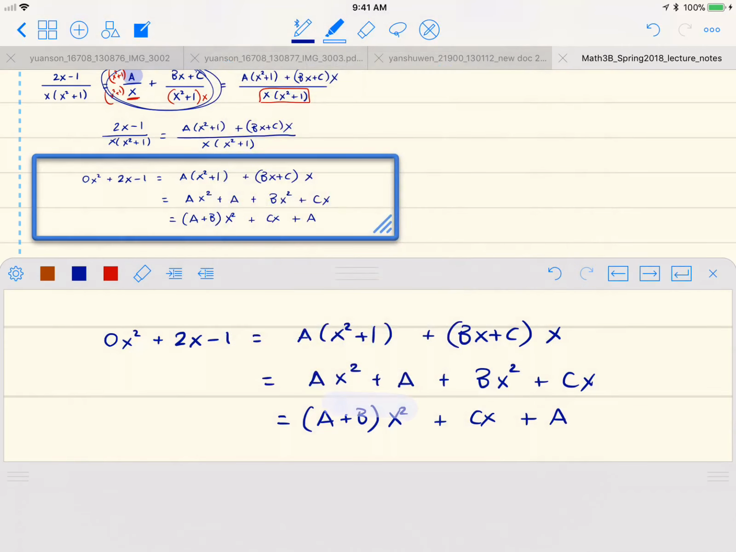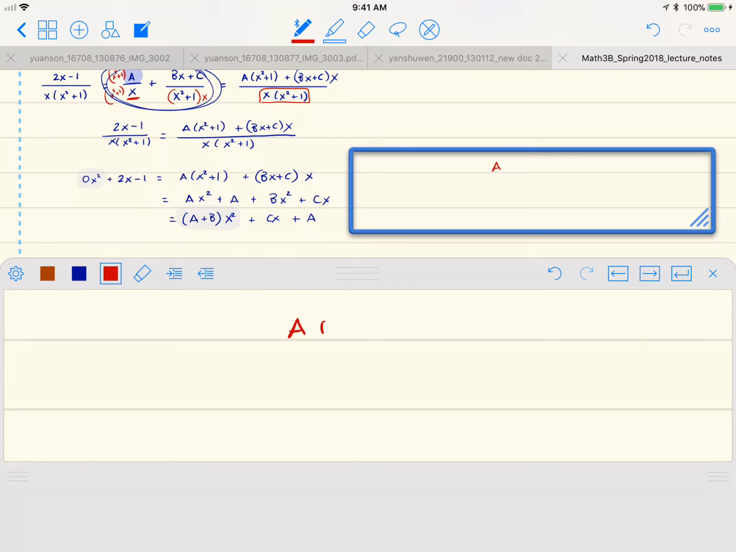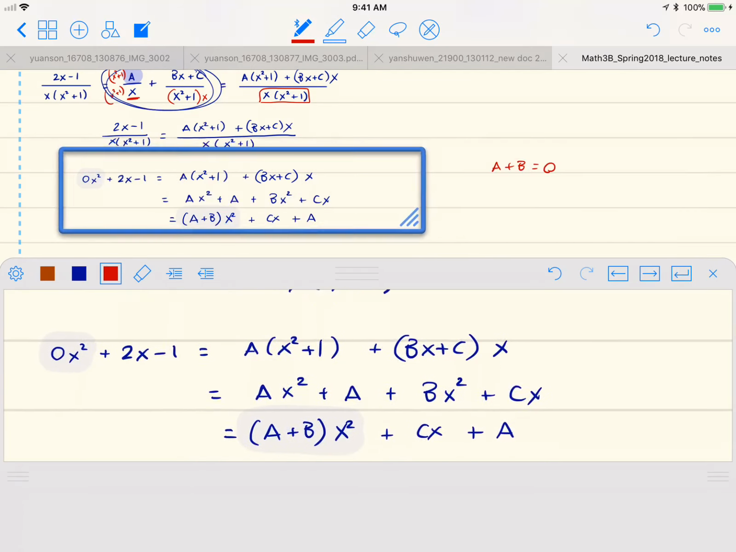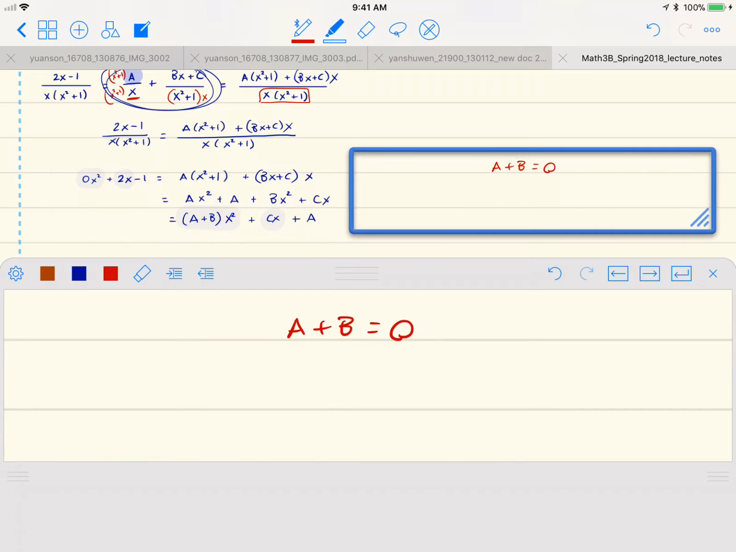Now, the x squareds have to match up, because on the left-hand side, if this is a polynomial, the graph of it is going to be a line, y equals 2x minus 1. And the right-hand side has to be a line because they're both the same thing. Then a plus b better be equal to 0. So that's one equation I have, that a plus b is equal to 0. And then I do the exact same thing for the coefficients of x. 2x has to be equal to cx, so c must be equal to 2.